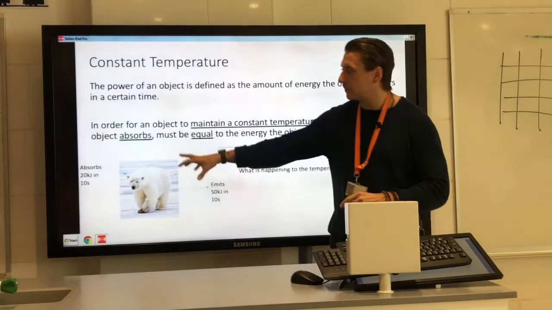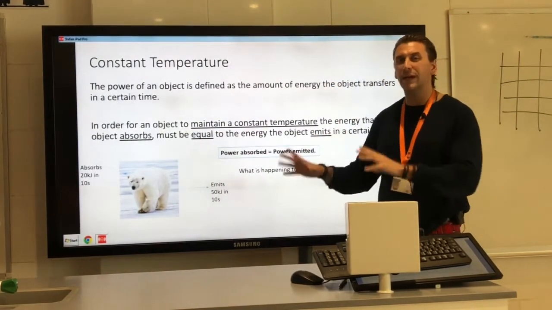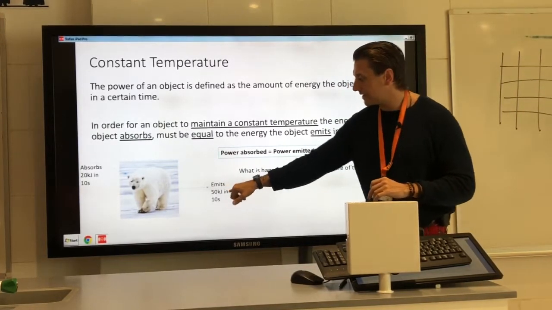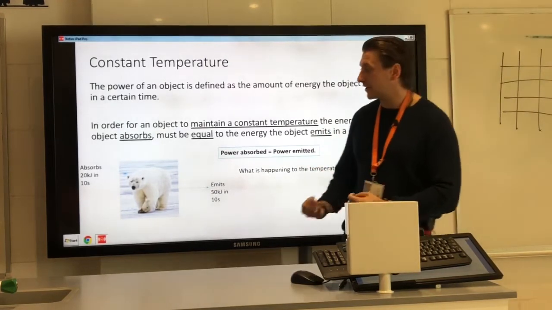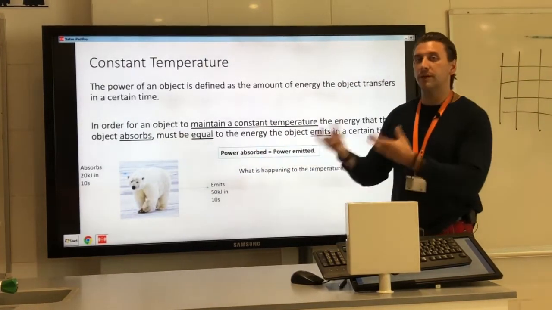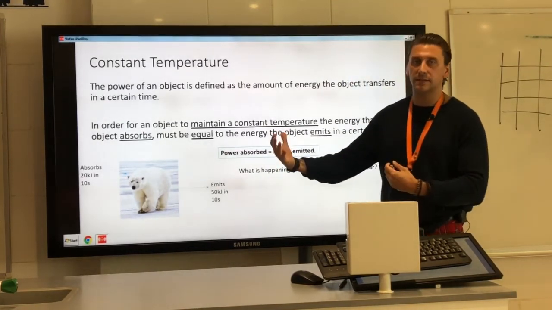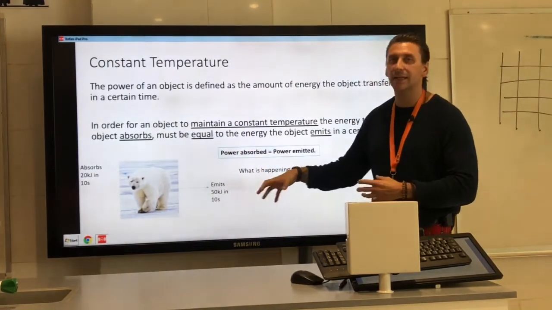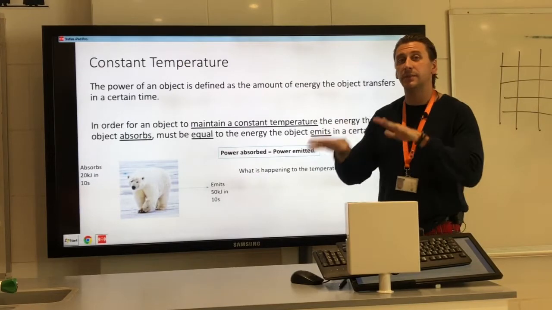It says this polar bear is absorbing 20 kilojoules in 10 seconds. So 20,000 joules in 10 seconds, but it's emitting 50,000 joules in the same 10 seconds. So in this specific example, they are not equal. The amount absorbed in 10 seconds is not the same as the amount emitted in 10 seconds. So what's happening to the polar bear if it is emitting more than it's absorbing? It's not at constant temperature because we said that has to be equal.